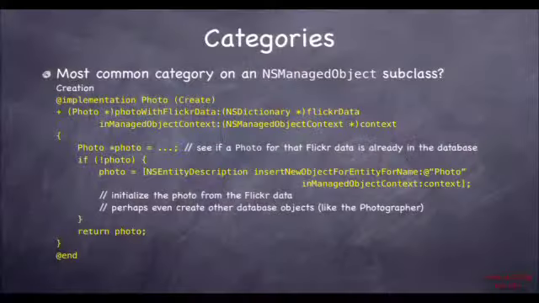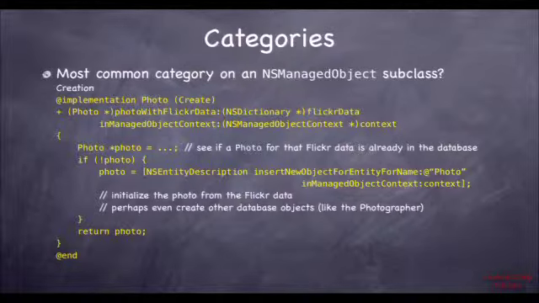It can also be abused where people go around adding a lot of methods to fundamental core classes, trying to change their behavior and all that. Again, as long as you're not trying to replace a method, usually you won't get into too much trouble. So what's the most common category that we add to an NSManagedObject subclass, like Photo or Photographer?